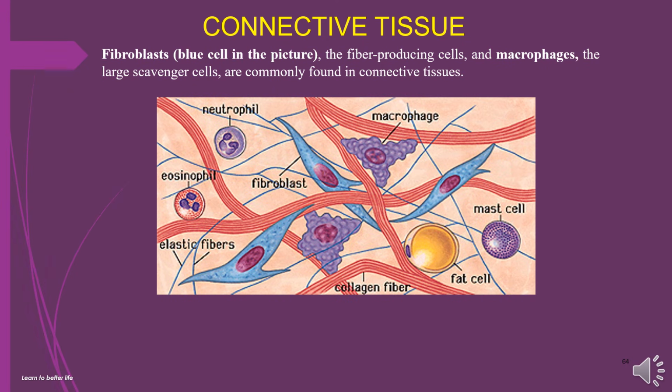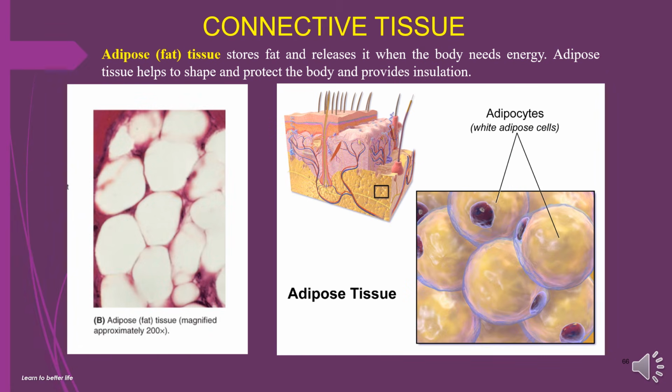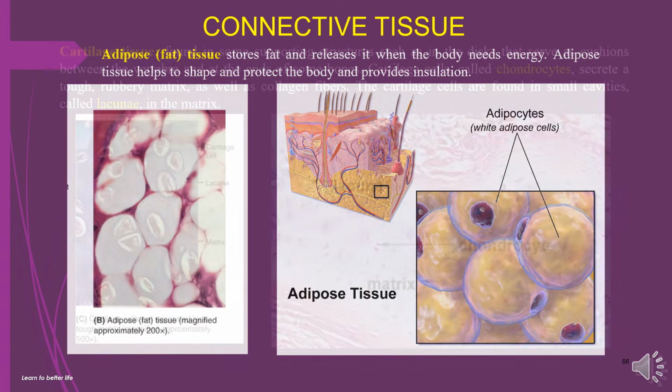Fibroblasts, blue cells in the picture, the fiber-producing cells, and macrophages, the large scavenger cells, are commonly found in connective tissues. Loose connective tissue, also called areolar tissue, joins body structures. It is found as a thin filling between body parts and serves as a reservoir for water and salts. Adipose, fat, tissue stores fat and releases it when the body needs energy. Adipose tissue helps to shape and protect the body and provides insulation.